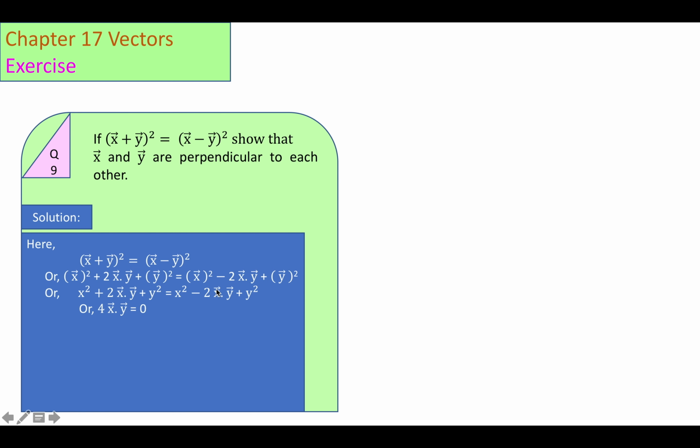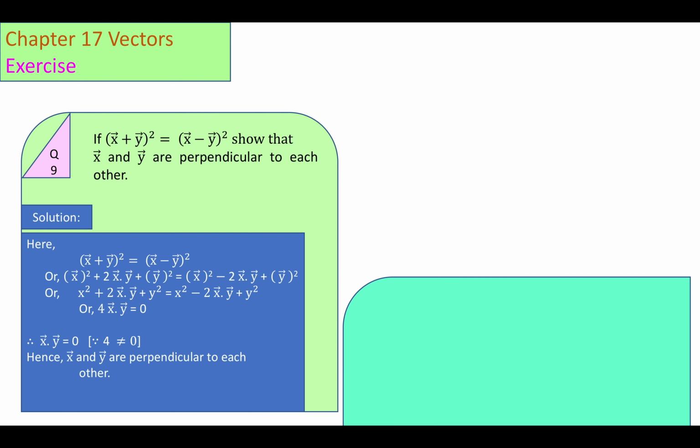Then when we take minus 2 vector x into vector y to the left hand side, we will have 4 vector x into vector y equals 0. Therefore, vector x into vector y equals 0, where 4 is not equal to 0. So we can say vector x and vector y are perpendicular to each other.